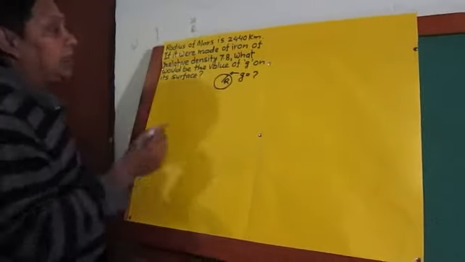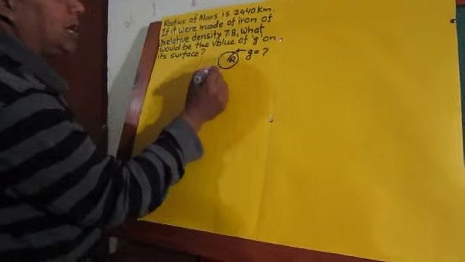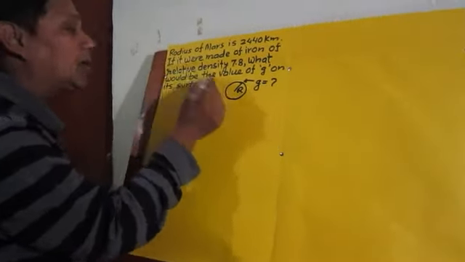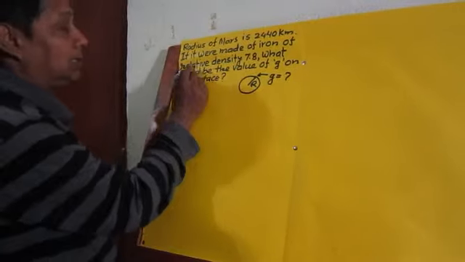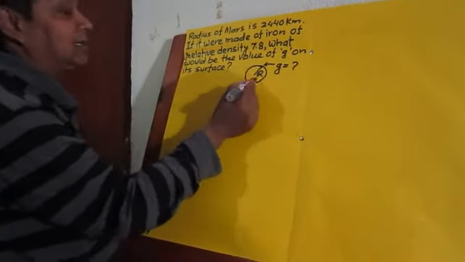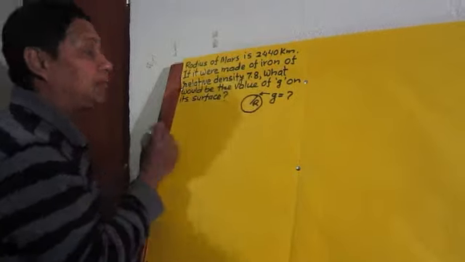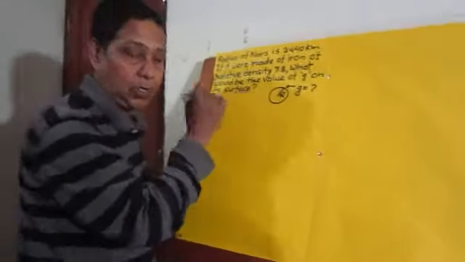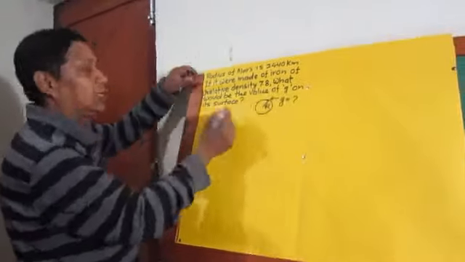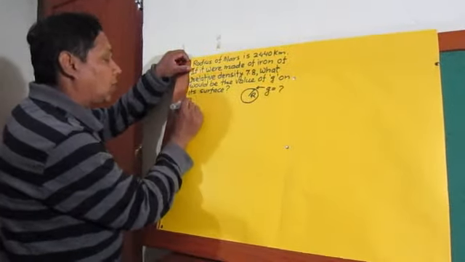But the given is the radius of Mars and the density of this planet, but not the real density. What is taken actually, if we consider that it is made up of iron of density 7.8, then what will be the value of G is the question. So we can solve this numerical this way.